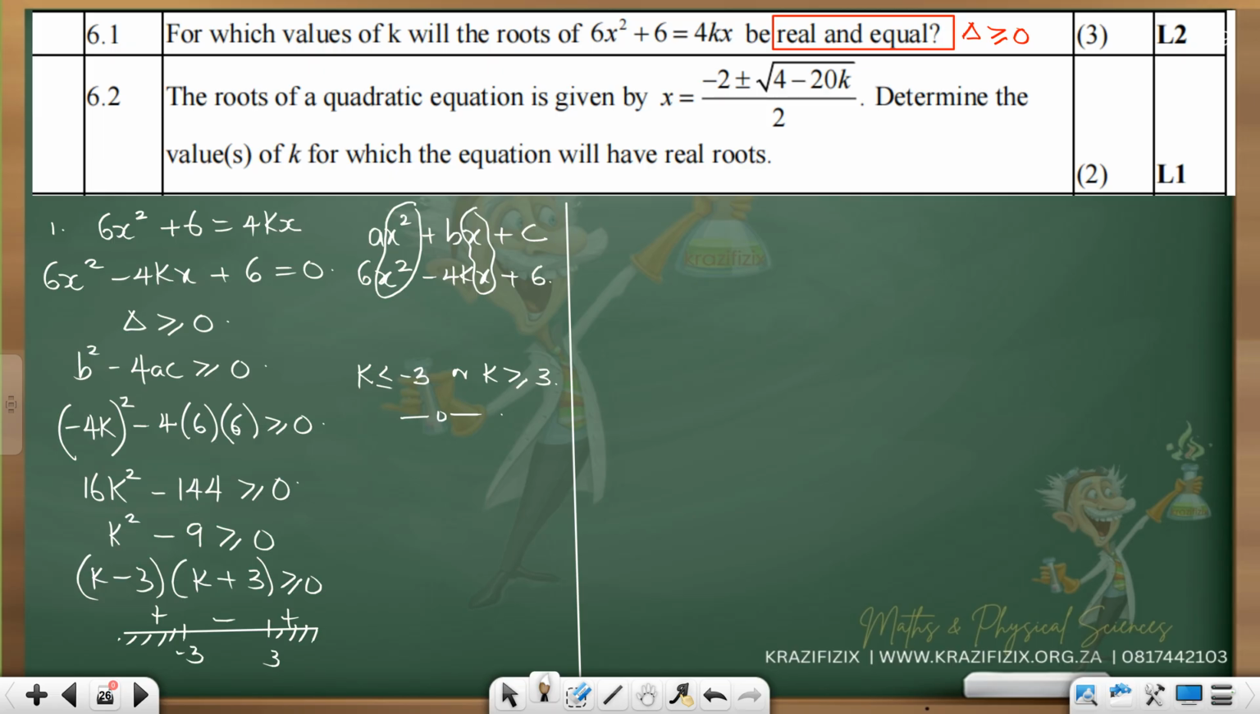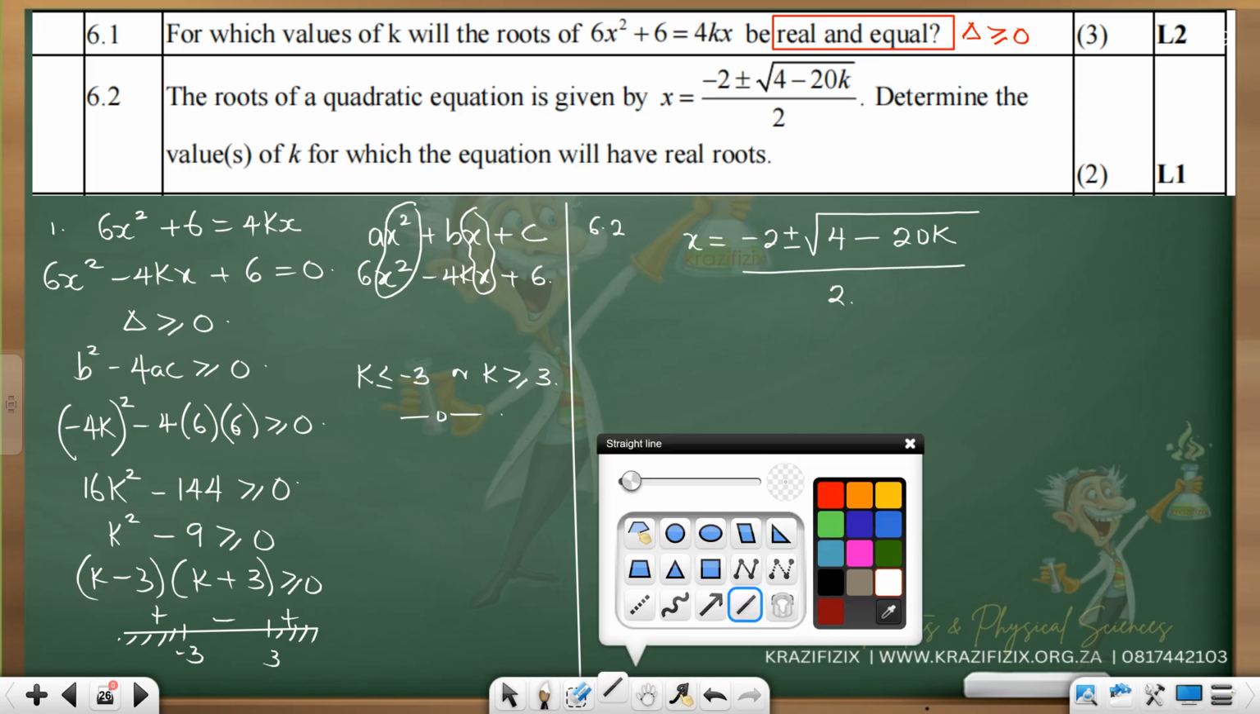Okay, let's look at this one. I'll give you a few questions that you try to do, and then we mark in our next session. The root of the quadratic equation is given as that. Determine the values of K for which... all right, look at this one. I love this. 6.2. The examiner has already simplified this. 4 minus 20K over 2.